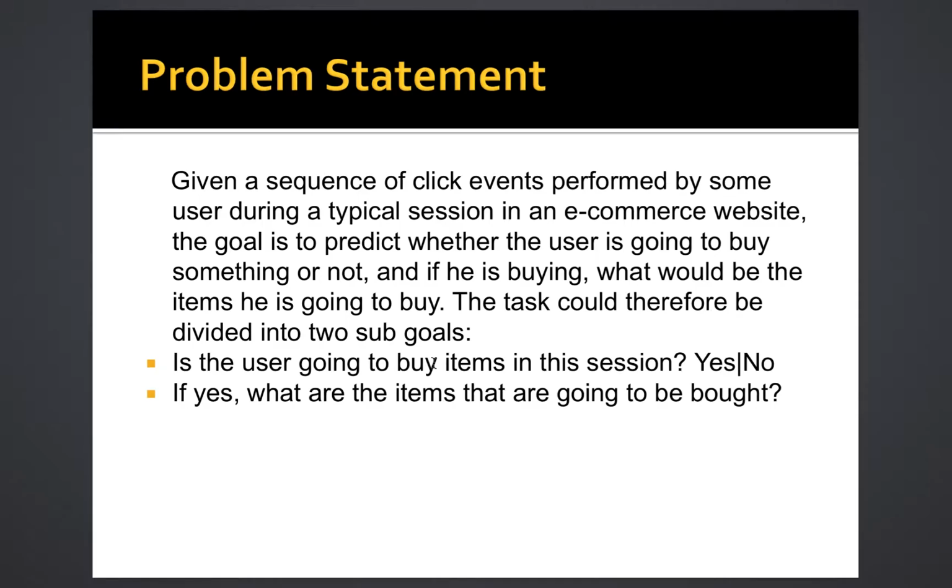The task could therefore be divided into two sub-goals. Is the user going to buy items in this session? If yes, what are the items that he is going to buy? For classification of varied data sets into different classes using some training data and applying this on testing data to predict the class of various data sets in the testing data, there are a number of statistical methods which may be used in different combinations to obtain the required result, but it is our objective to find the correct combination which provides the optimal result.